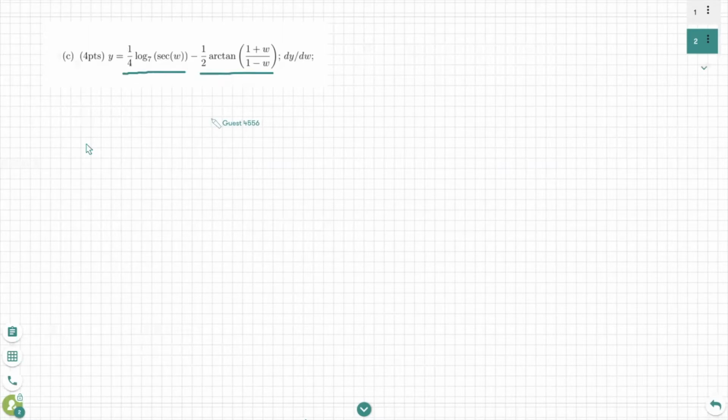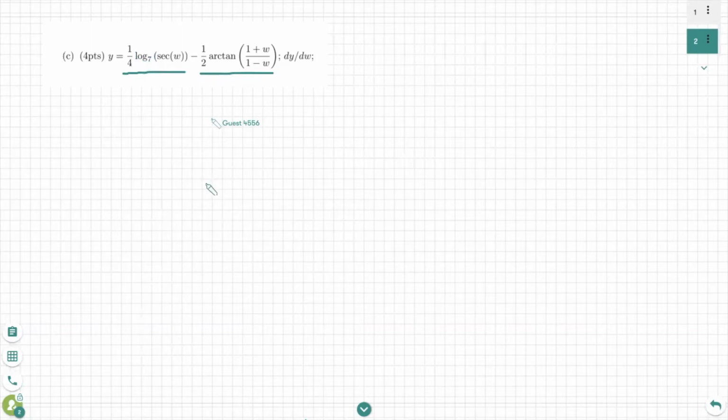Where's the product rule? Actually, I guess not. I was thinking log base 7 would be a product rule, like you're taking 1/4 of the log. So I guess that could be kind of, well, log is a function. What's being plugged into log? W, I guess.